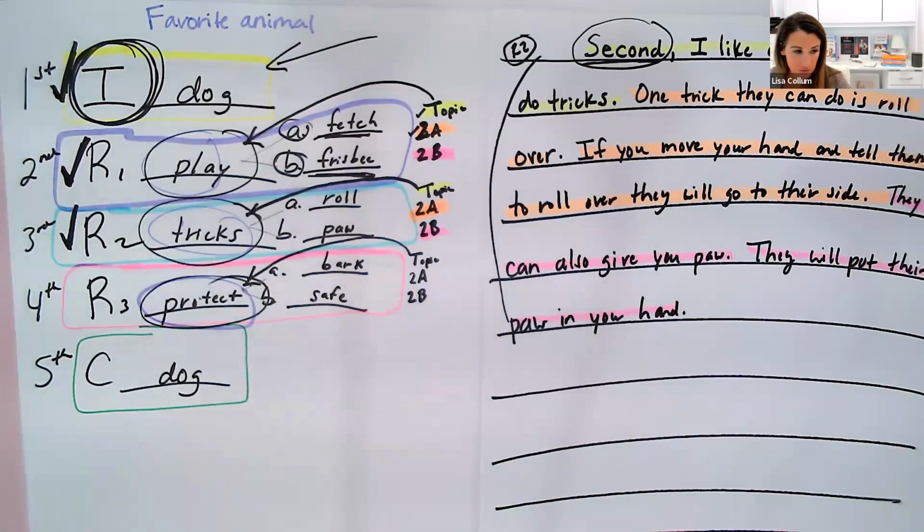Okay, I'm going to give you about 4 or 5 minutes. I'm going to go over with you before we end today's lesson, okay? I want you just to write this next paragraph on your paper. T, 2A, and 2B. You may begin.